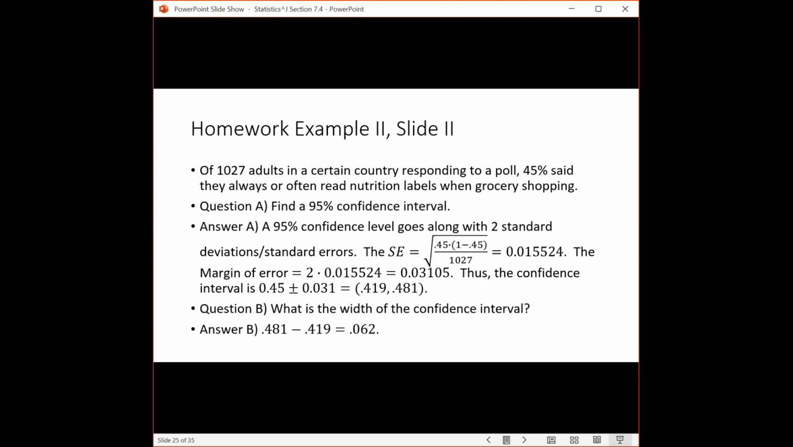Okay, so first it says find a 95% confidence interval. A 95% confidence level goes along with 2 standard deviations. The standard error is written there, it's calculated. Multiply the 2 to get the margin of error, then take the margin of error and add and subtract it from the sample estimate of 45%, 0.45, and that gets you a range of values. What is the width of that range? You just take the largest minus the smallest. It's 0.062. So far, so good.